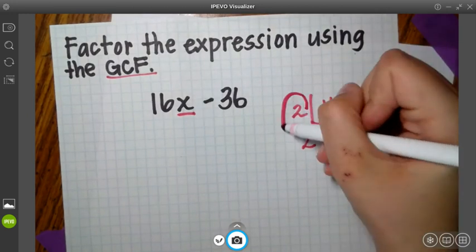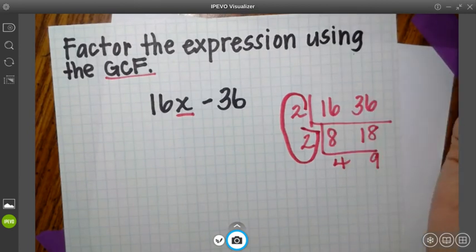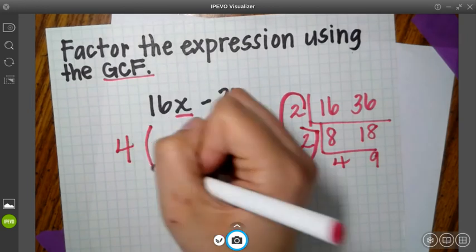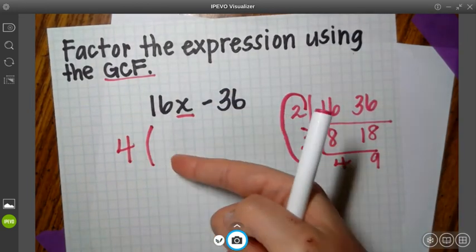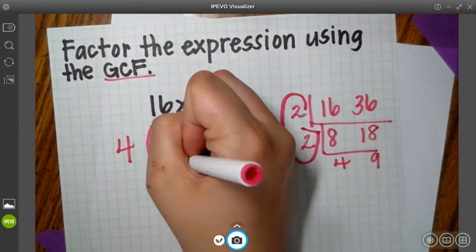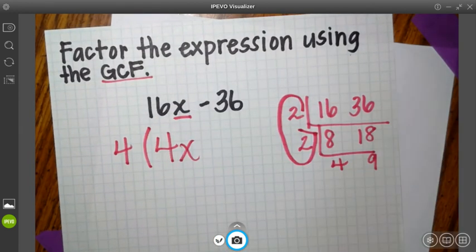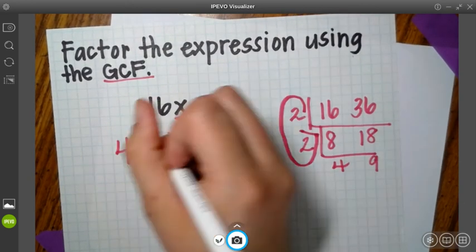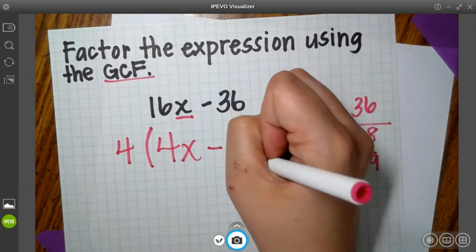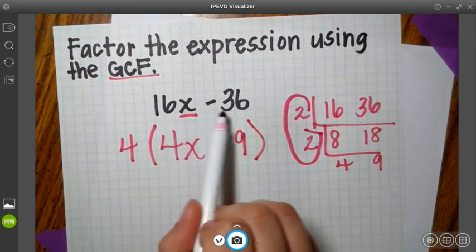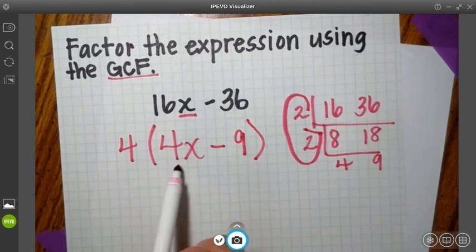It's going to be 2 times 2. So that means 4 is the factor I'll pull out. Then I have to think, 4 times what is 16x? Well, 4 times 4 is 16. I can't forget my variable. Keep the minus sign. Now 4 times what is 36? And there is my answer. I rewrote this expression as the product of two things.